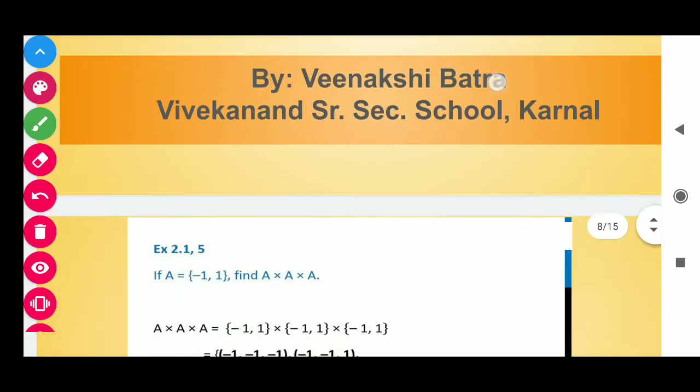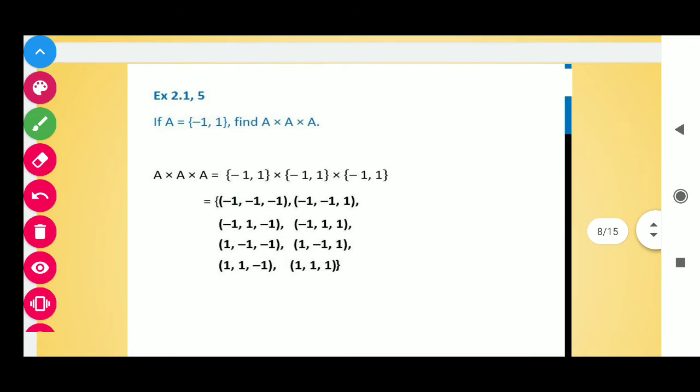So, let's start with exercise 2.1. Question number 5. If set A is equal to {-1, 1}, then we have to find the Cartesian product A cross A cross A. So, students, let's start the solution.